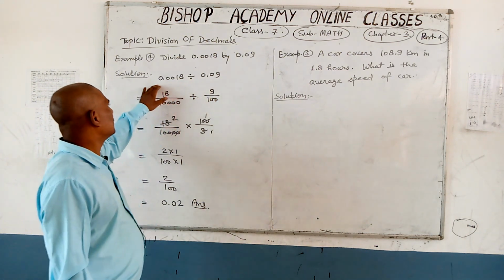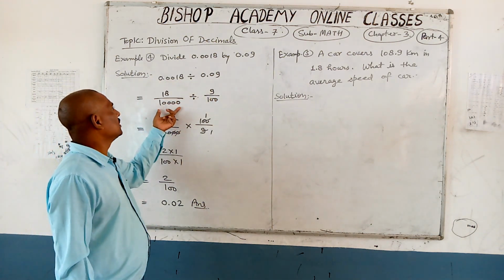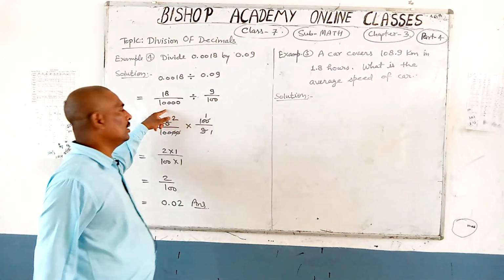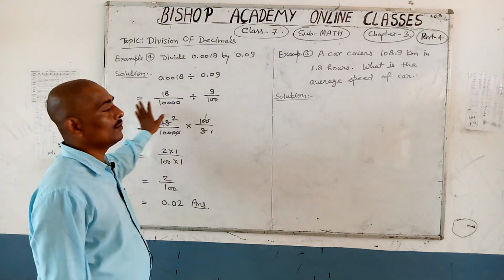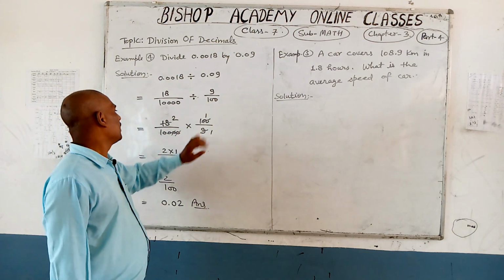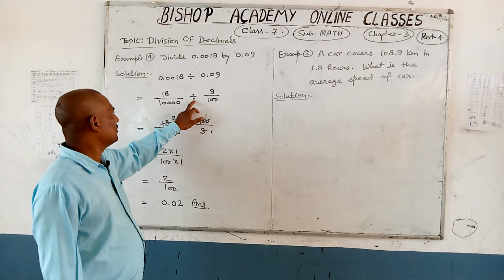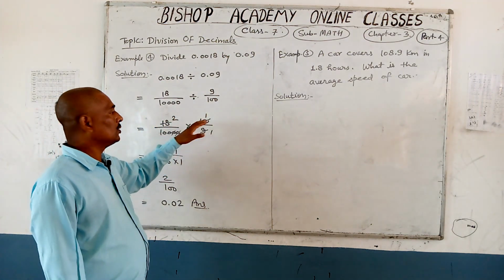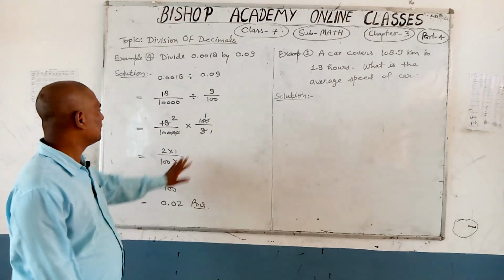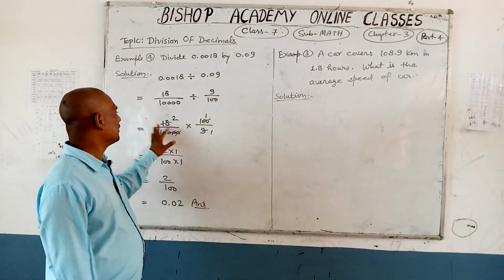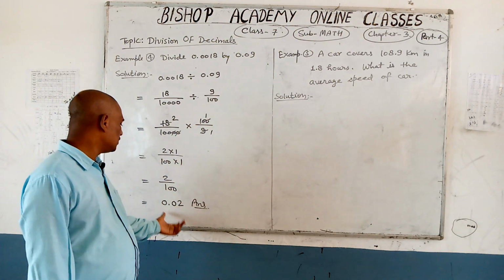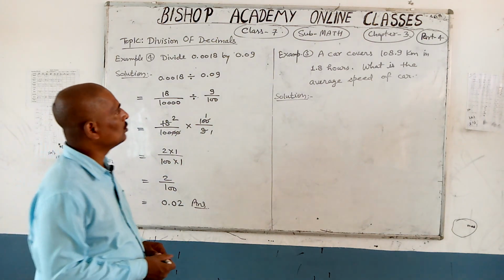To divide in such a case, you have to change the dividend and divisor both into fractions and follow the rule of division. The dividend is a fraction. When you change this division into multiplication, you write the reciprocal of the divisor like this, and simplify or find the product of these two fractions and find the result 0.02.